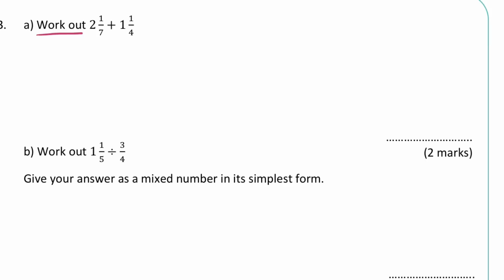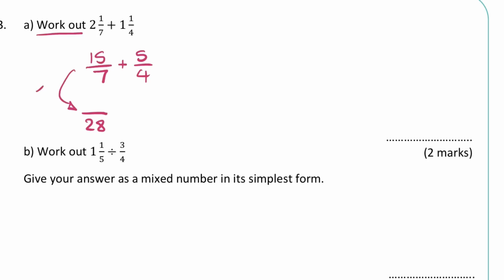So 2 times 7 is 14 plus the 1 is 15 over 7. 1 times 4 is 4, add the 1 is 5 over 4. So there's my first step. I now just need a common denominator. So to get a common denominator, look at 7 and 4 and think what the lowest common multiple is. That's going to be 28.